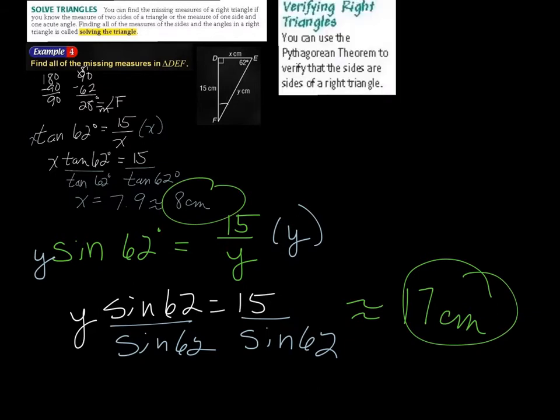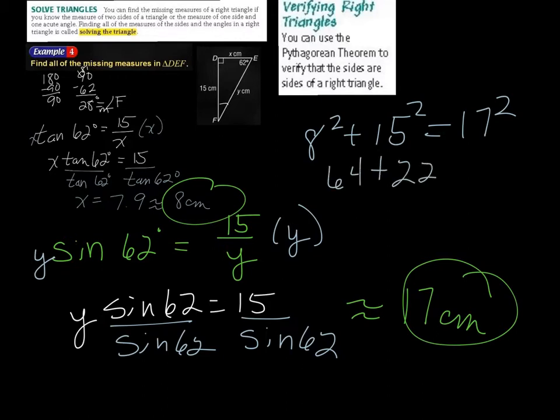You can use the Pythagorean theorem to verify that the sides are the sides of a right triangle. So does 8 squared plus 15 squared equal 17 squared? We've got 64 plus 225 does in fact equal 289. So, yep.